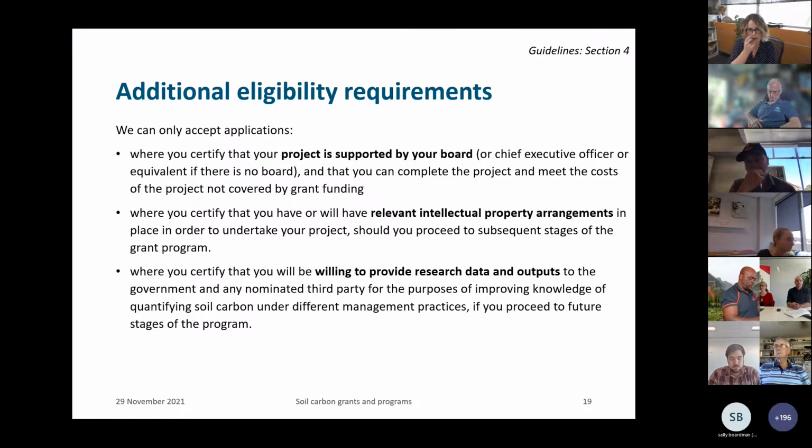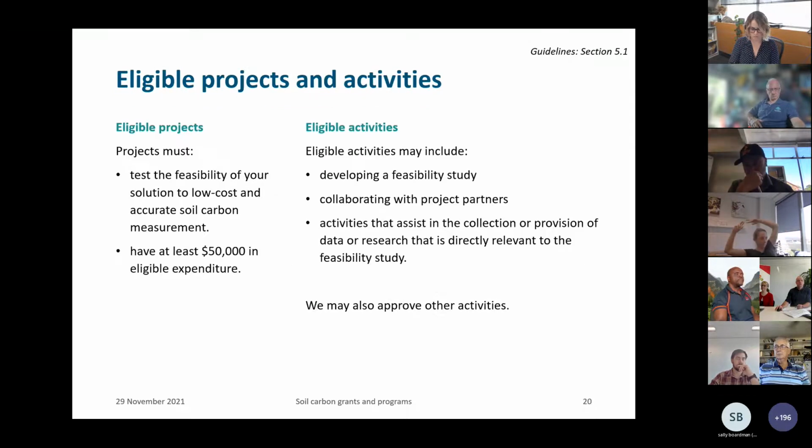We anticipate this is more likely to happen under stage 2. We'll cover the provision of data in more detail towards the end of the briefing. We cannot waive the eligibility criteria under any circumstances. Your project must have certain eligible activities and must test the feasibility of your solution to low cost and accurate soil carbon measurement and have at least $50,000 in eligible expenditure.